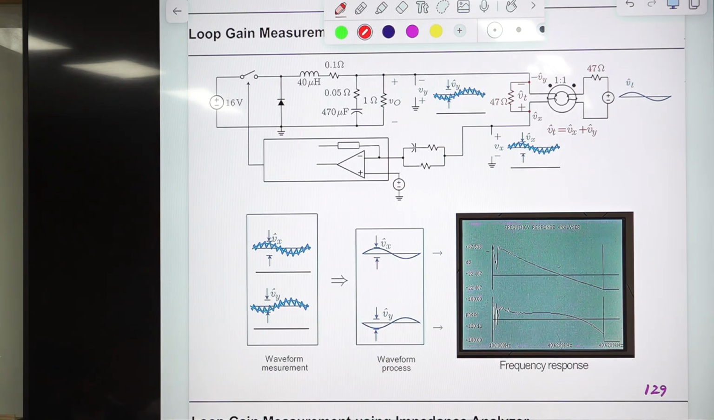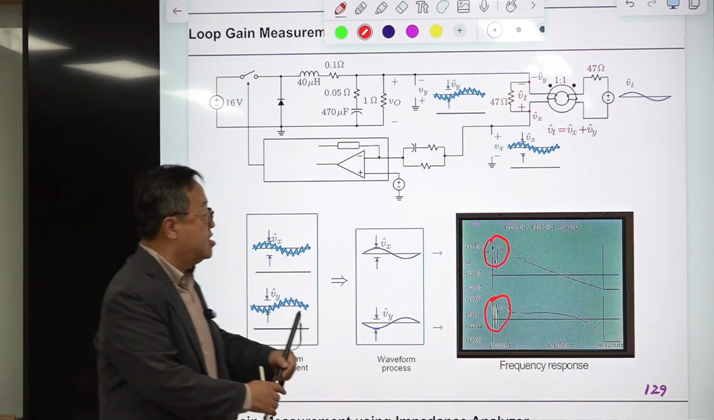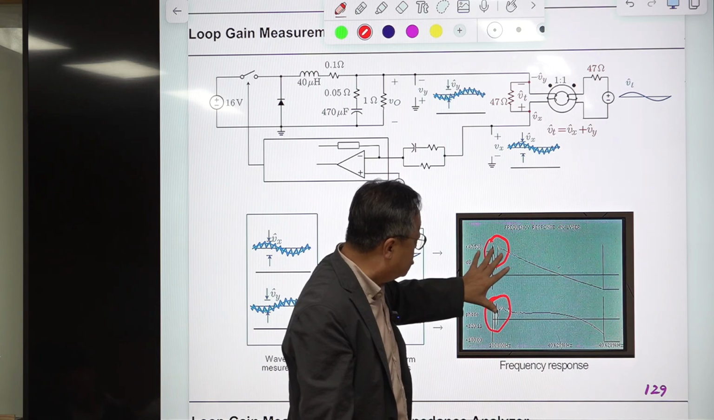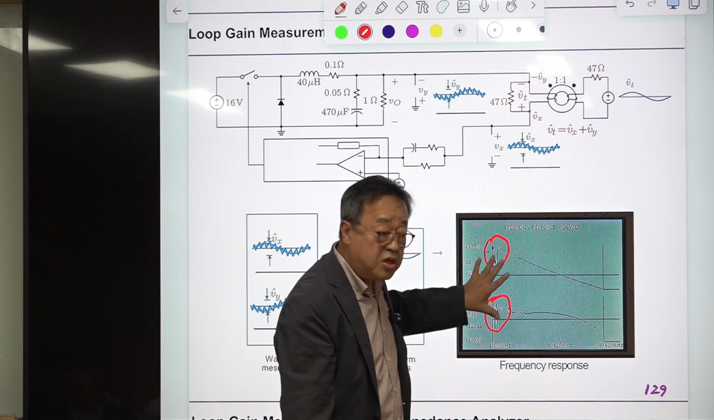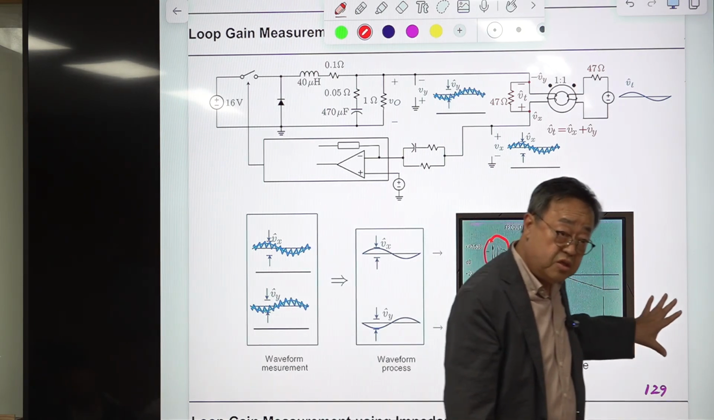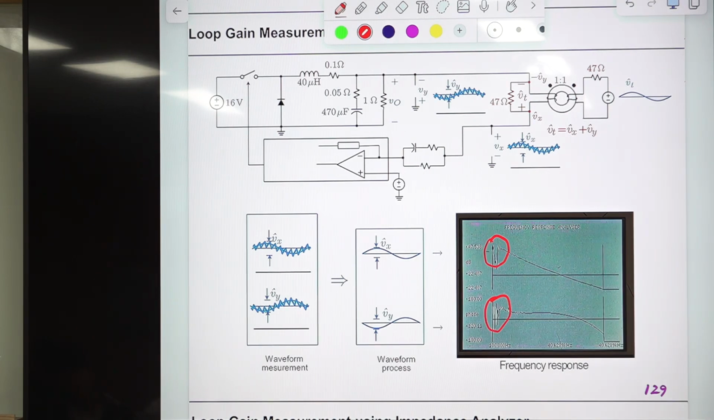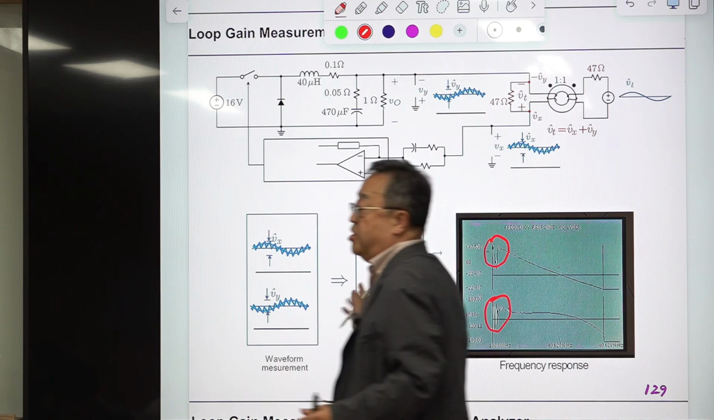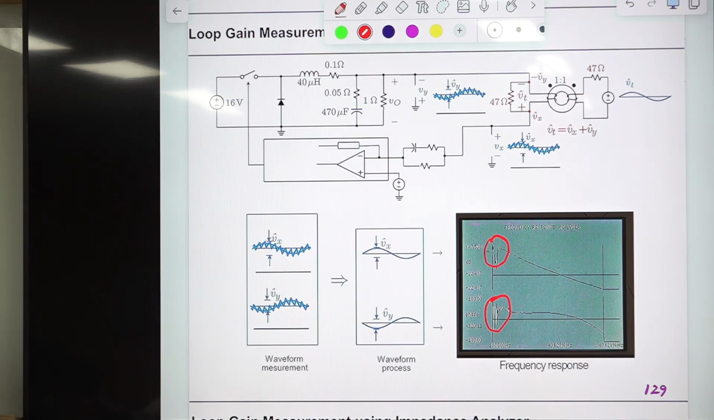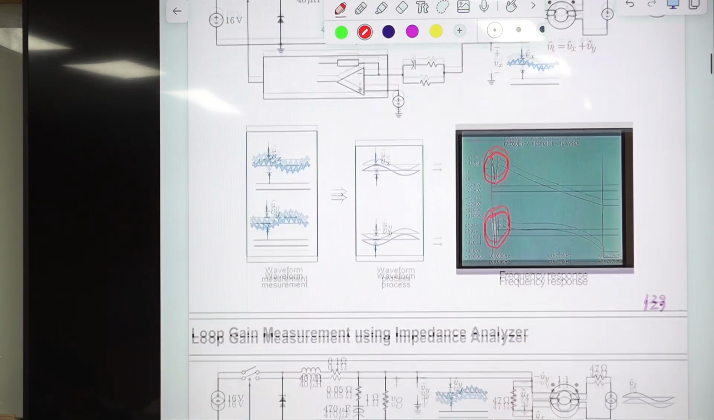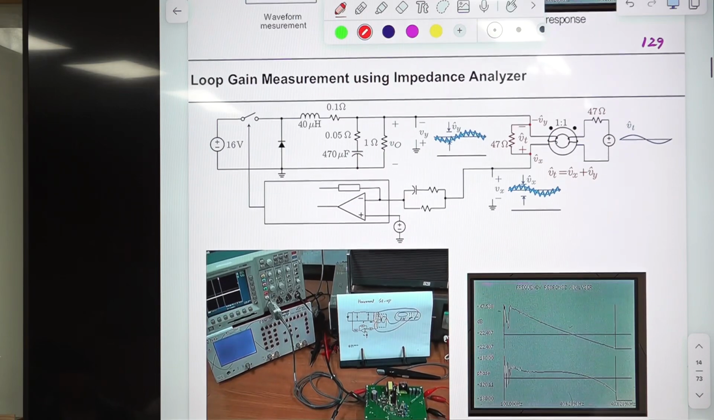So this is the screenshot of that equipment. There is some noise at low frequencies. I'll explain the reason for that. This region is very susceptible to noise, and this high frequency region is also susceptible to noise. Inherently, I'll explain the reason for that and the technique to avoid it. Anyway, this is the result, and this is the equipment setup.